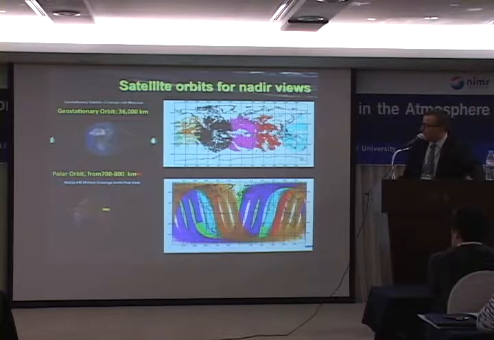And then we have polar orbits, which are much lower down in the atmosphere, at 700 to 800 kilometers or thereabouts. And they give out swaths like this.